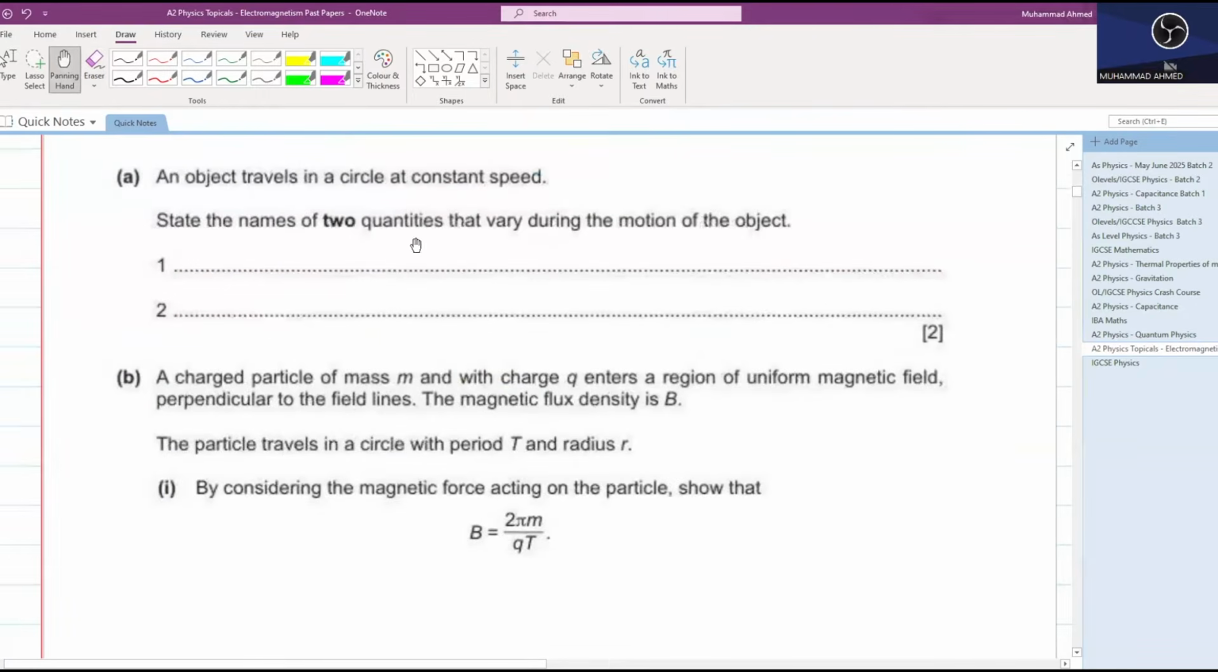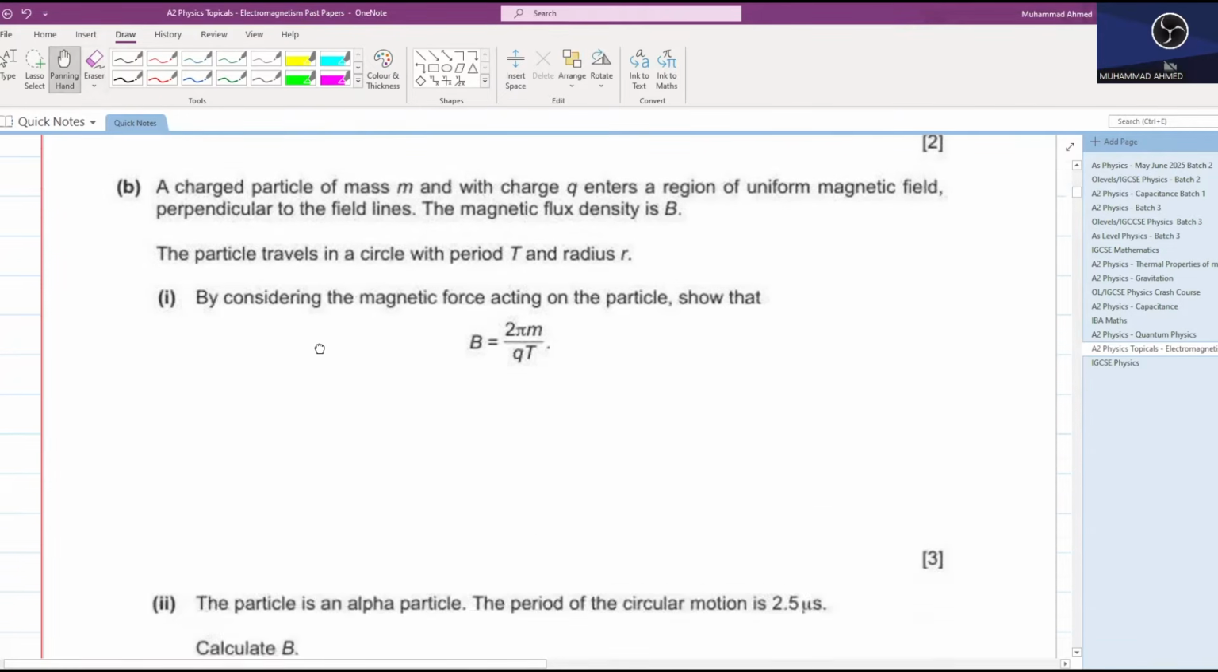An object travels in a circle at constant speed. State the name of two quantities that vary during the motion of the object. The first quantity that varies is the velocity, because as your direction is changing, your velocity is changing. Secondly, you can say acceleration also changes. Now let's further move ahead.